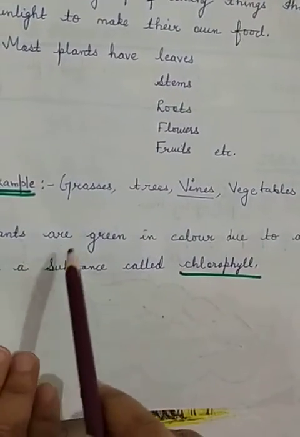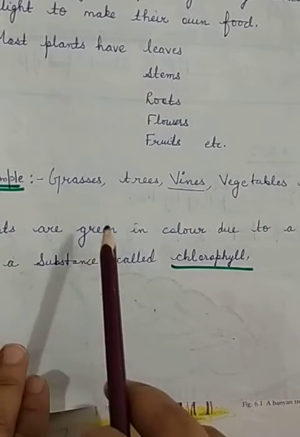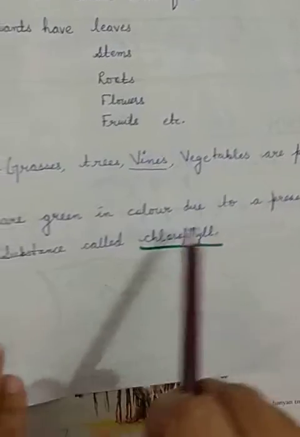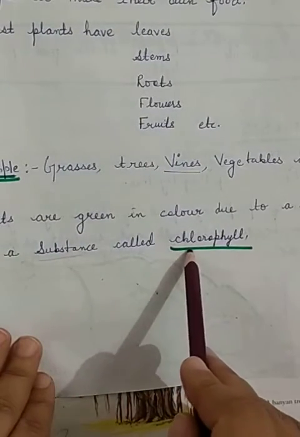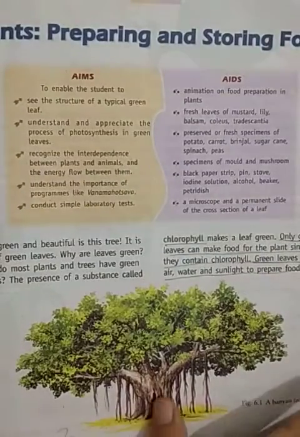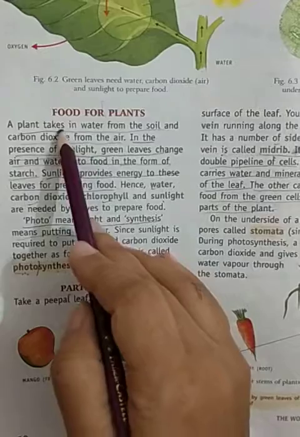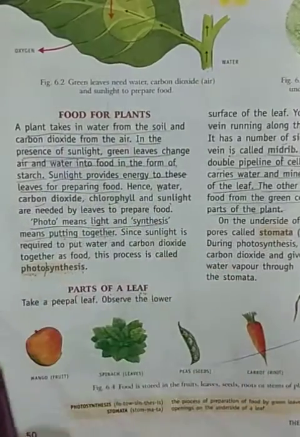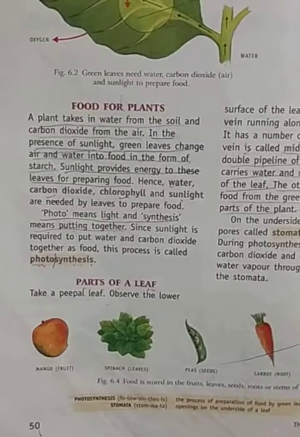And plants are green in color. Why are they green in color? They are green in color due to the presence of a substance which is known as chlorophyll. After that, I have told you how plants prepare food, that is, food for plants. And in this topic I have told you basically about food for plants.